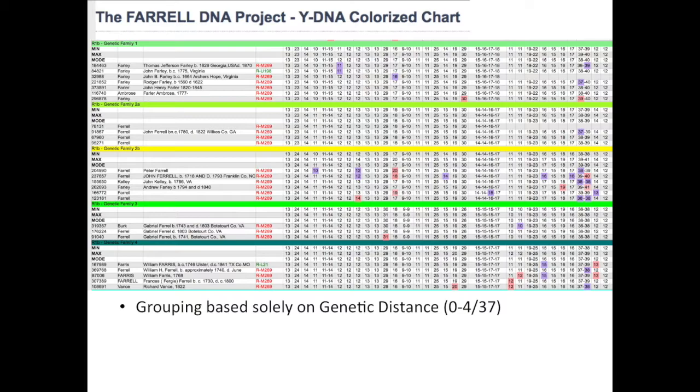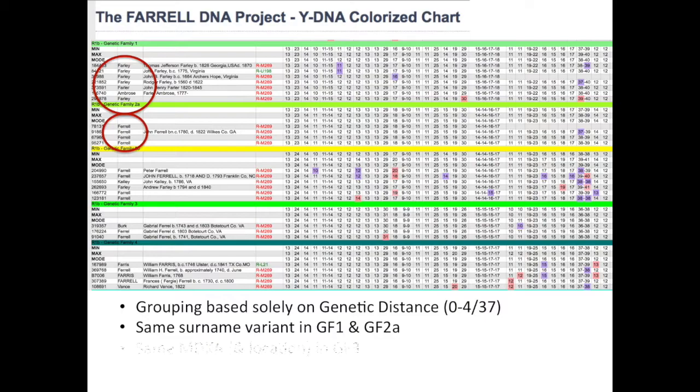And this is the grouping in the Farrell project, just to go through it very quickly. I found that after grouping them solely on the basis of genetic distance, I had the same surname variant in GF1A, which was Farley, Farley, Farley, and GF2A, which was Farrell, Farrell, Farrell. I also found that one of the groups, genetic family 3, had the same ancestral location, which I used to call Boat Tort, but I learned this morning it's Bodato, Boto, Barata, thank you. Yes. Well, some people from over in London say Leicester Square. So they're from the same location, and it's the same person, Gabriel Farrell, as the common ancestor.